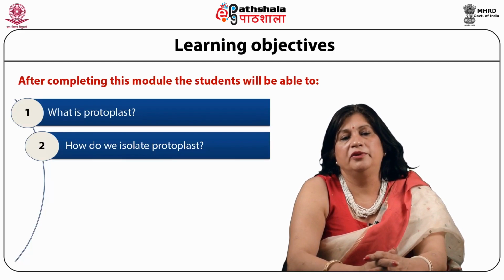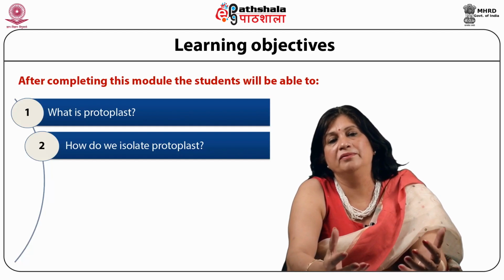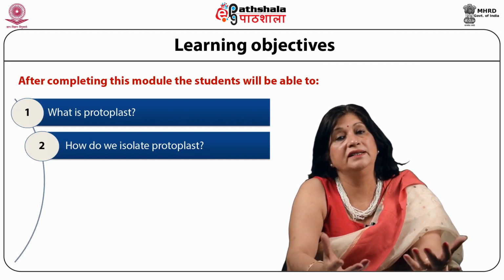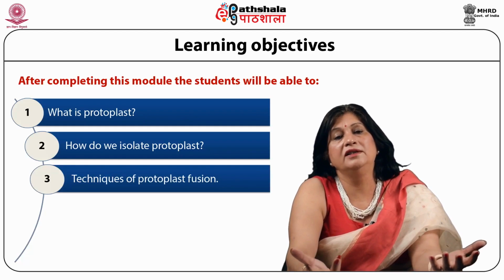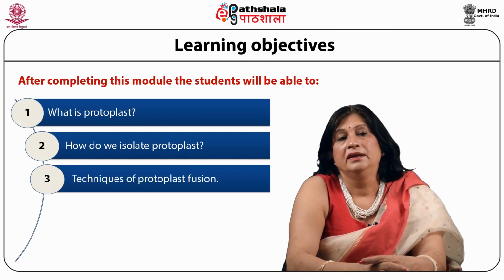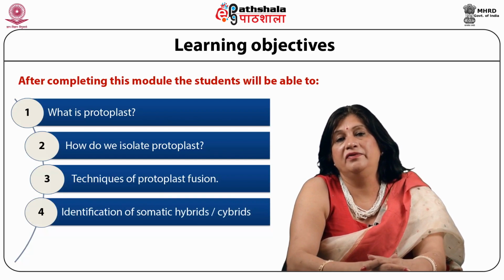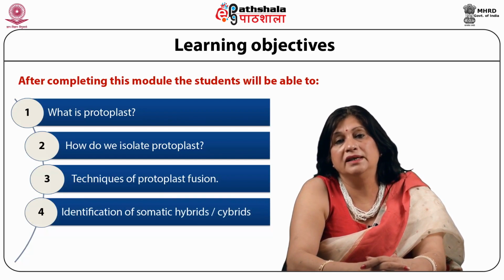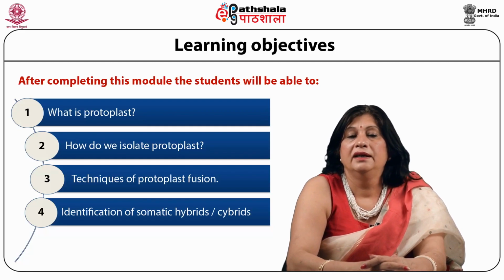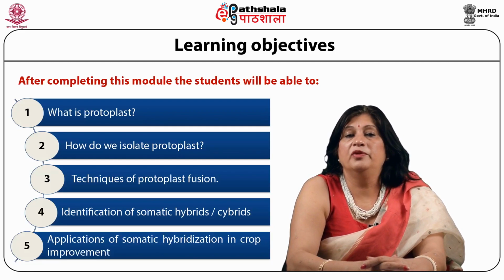How do we isolate protoplast? And thereafter, how do we fuse them? They of course have a natural tendency, but we want certain combinations to be formed, so different technologies have been developed. And once a somatic hybrid or cybrid has been produced, how do you identify them? Are they hybrids? Are they cybrids? Are they homokaryons, heterokaryons, and so on? And thereafter, what is its application in crop improvement?